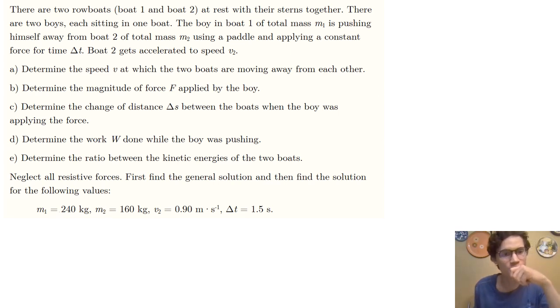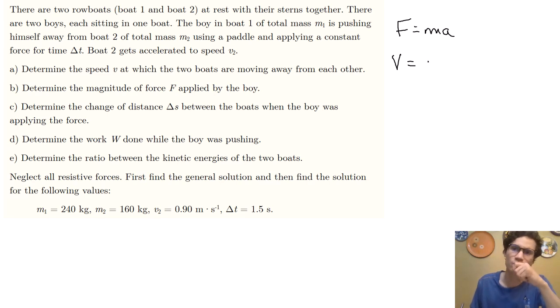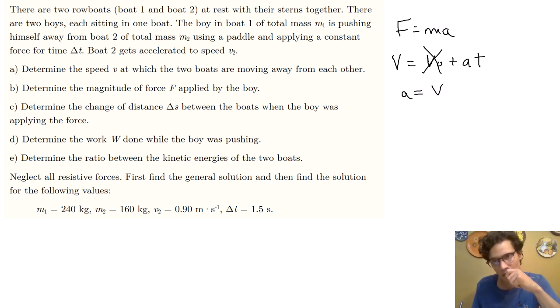Now we have to find the force applied by the boy. Force is equal to mass times acceleration, so we are looking for the acceleration. We can find it using this formula: velocity is equal to initial velocity plus acceleration multiplied by time. But the initial velocity is 0, so we can clear the variable acceleration. Acceleration is equal to velocity over time. That's the one we're going to replace in the formula of force, mass times velocity over t.